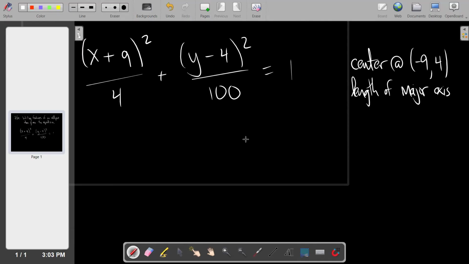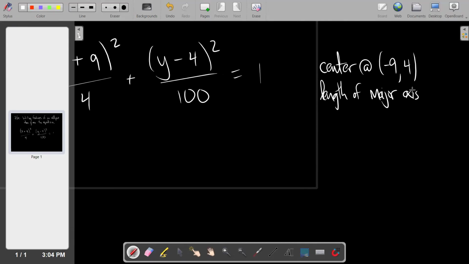Can you tell me just from looking at this what the length of the major axis is? 20. You guys are pretty remarkable. I just never know how a question like that is going to go. So you deduced from the equation that A is 10, and then you doubled that because the major axis is twice that. So the length of the major axis is 20 units. Great job.